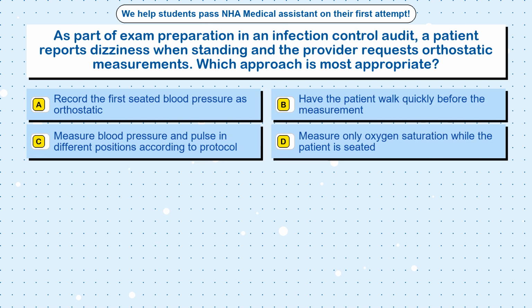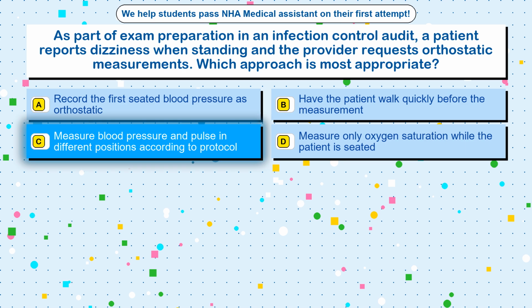Question 68. As part of exam preparation in an infection control audit, a patient reports dizziness when standing and the provider requests orthostatic measurements. Which approach is most appropriate? Option A, record the first seated blood pressure as orthostatic. Option B, have the patient walk quickly before the measurement. Option C, measure blood pressure and pulse in different positions according to protocol. Option D, measure only oxygen saturation while the patient is seated.